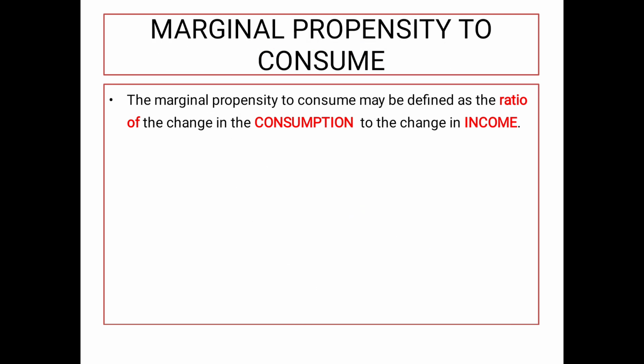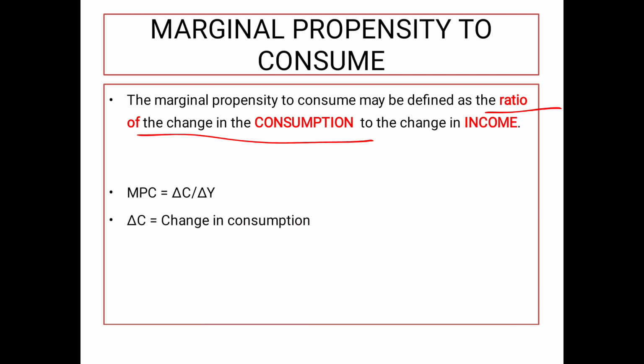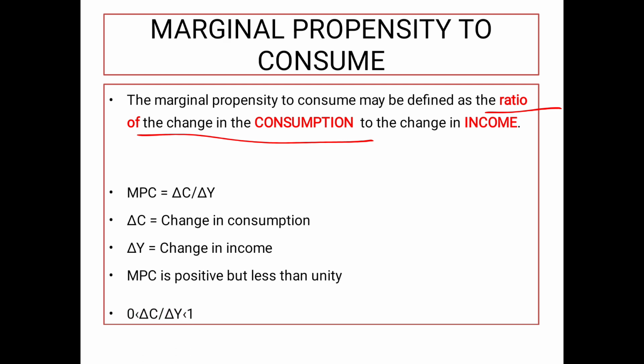So what is marginal propensity to consume? It is supposed to be the ratio of change in consumption to change in income. So how do you calculate this? MPC is equal to change in C by change in Y. So what is change in C? It tells you change in consumption. Change in Y tells you about the income. So MPC is positive but less than unity.